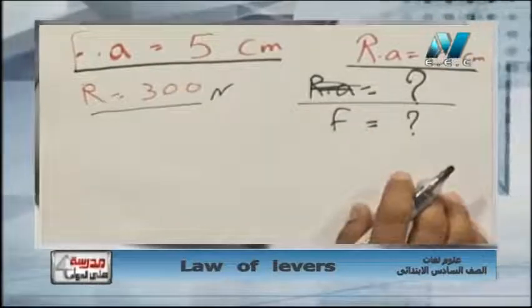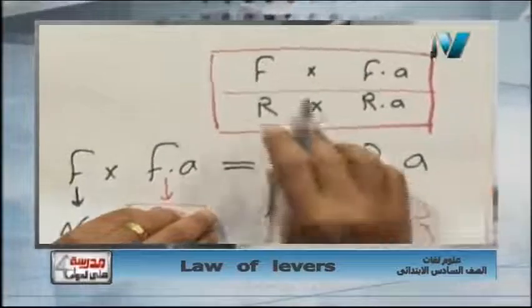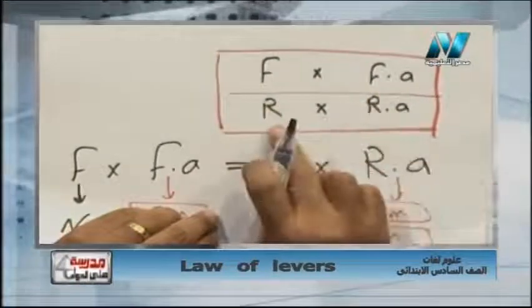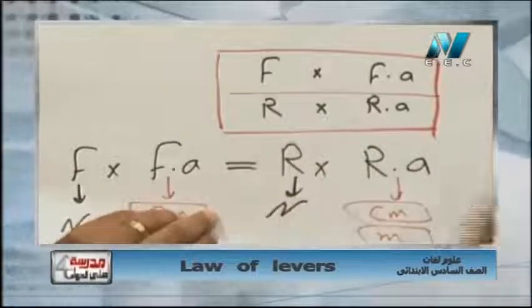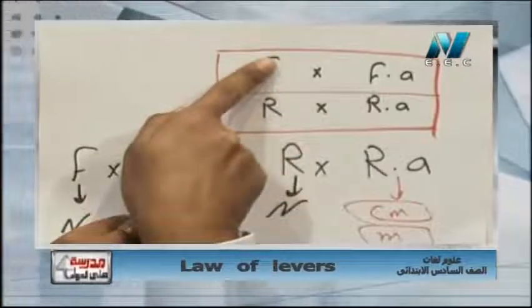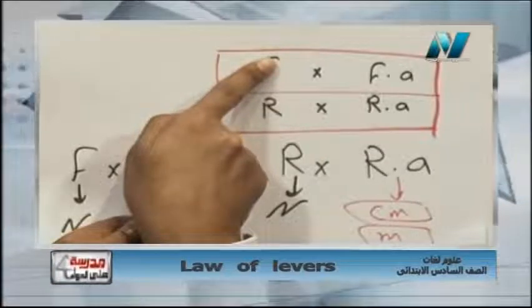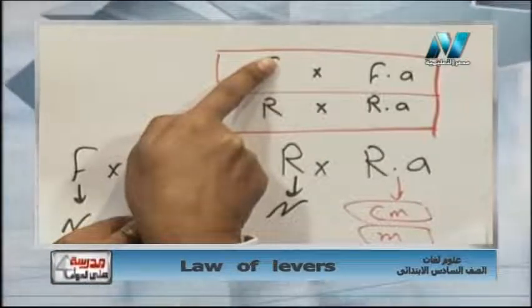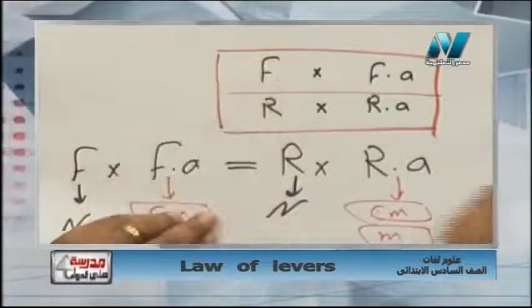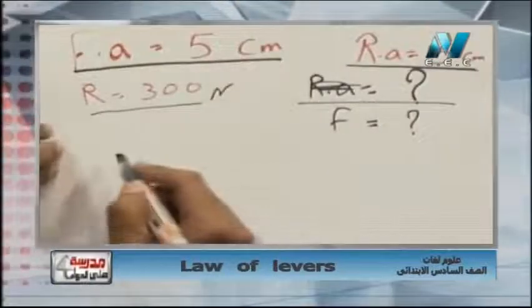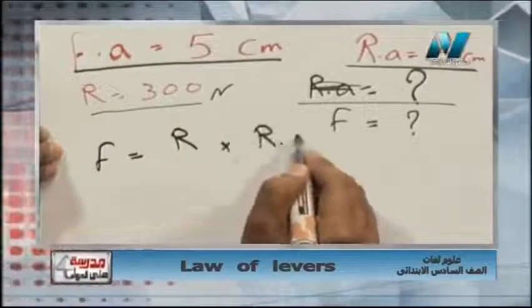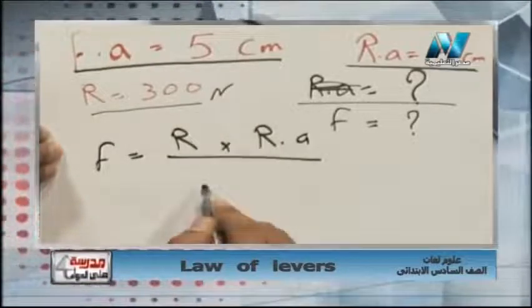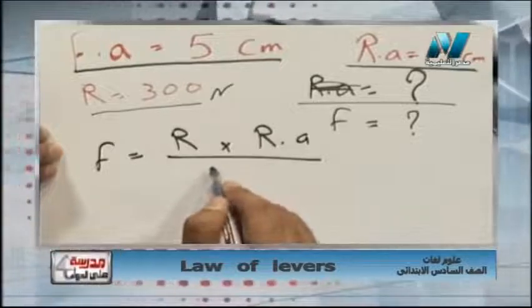So now let's return back again to our square. F times F.A. equals resistance times R.A. He needs to get force, so I must write F equals R times R.A., the complete side, divided by F.A. So here F equals R times R.A. divided by F.A.